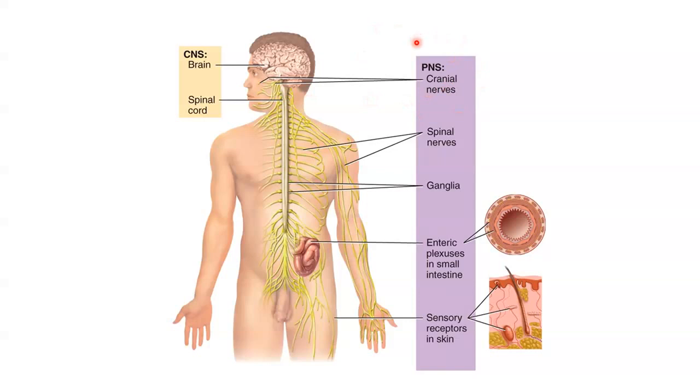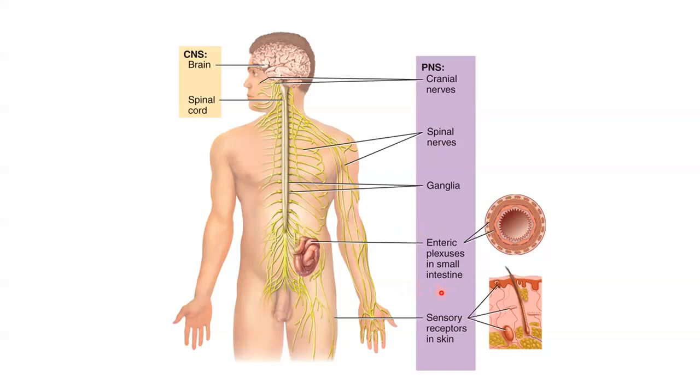The peripheral nervous system is then all of the nervous tissue outside of the central nervous system. Components of the peripheral nervous system consist of our cranial and our spinal nerves, which are the nerves that exit the brain and then the spinal cord respectively. The ganglia, which are these small swellings of nervous tissue here, are made up mostly of neuronal cell bodies.